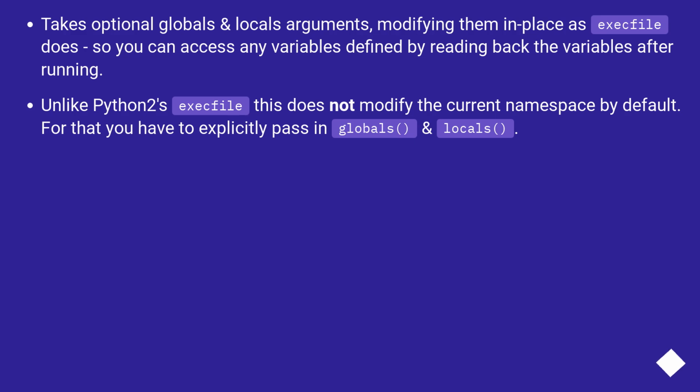Takes optional globals and locals arguments, modifying them in place as execfile does, so you can access any variables defined by reading back the variables after running. Unlike Python 2's execfile, this does not modify the current namespace by default. For that you have to explicitly pass in globals and locals.